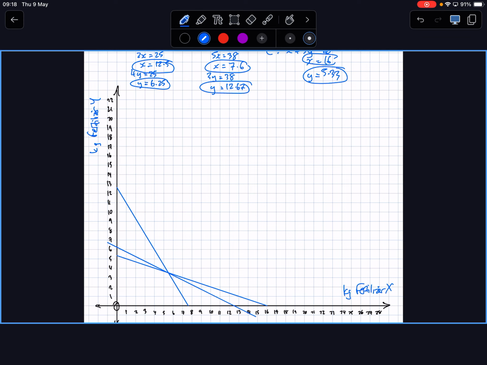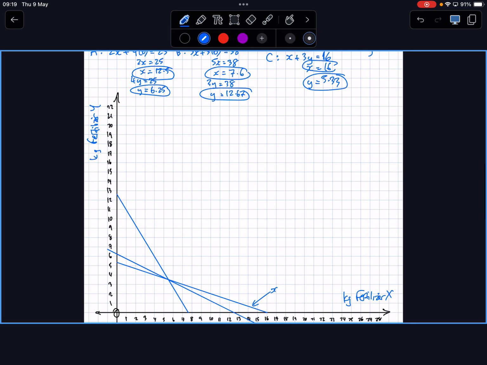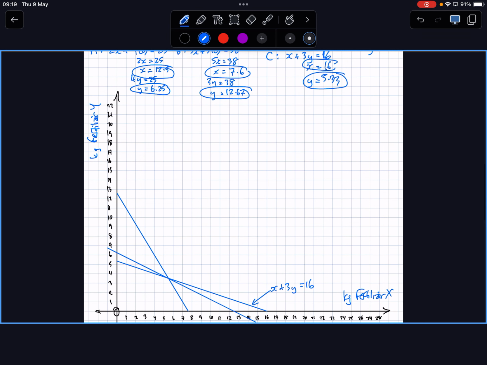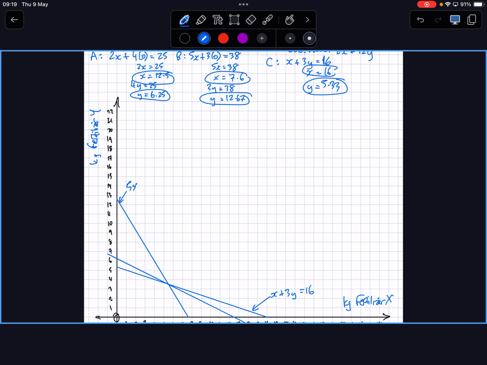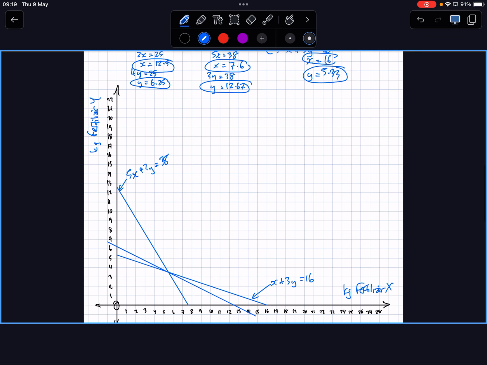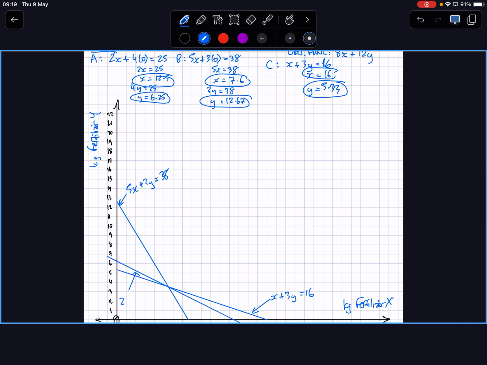So this one was 5.33 and x is 16. This one was x plus 3y is equal to 16, that line. This line is 7.6 and 12.67, so this one was the 5x plus 3y is equal to 38 line. And then the only unlabeled line is this one in the middle, which was 2x plus 4y equals 25.